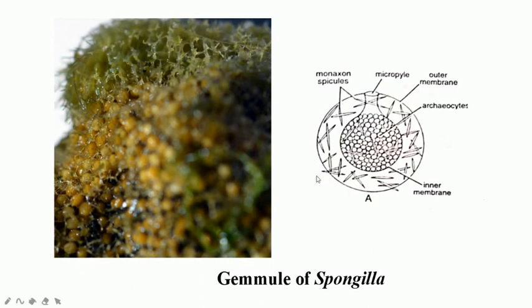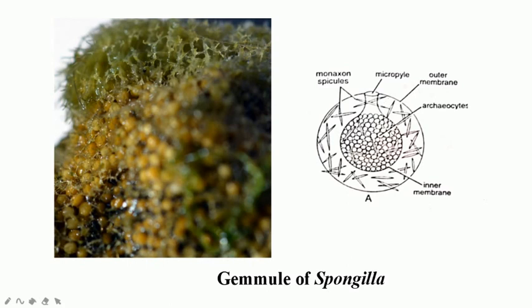So first is the outer membrane, which is present, that covers the gemmule, and then there is another membrane, which is the inner membrane. Okay, and again, both in the inner and the outer membrane, there are the spicules present, and because they are having one axis, they are called the monoaxon spicules. So in case of spongilla, that is the freshwater sponge, you will find that monoaxons are present in the gemmules, and there are two layers, that is the outer layer and the inner layer.